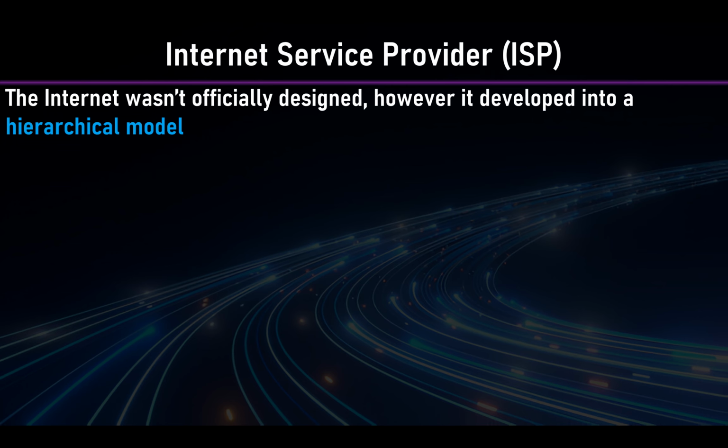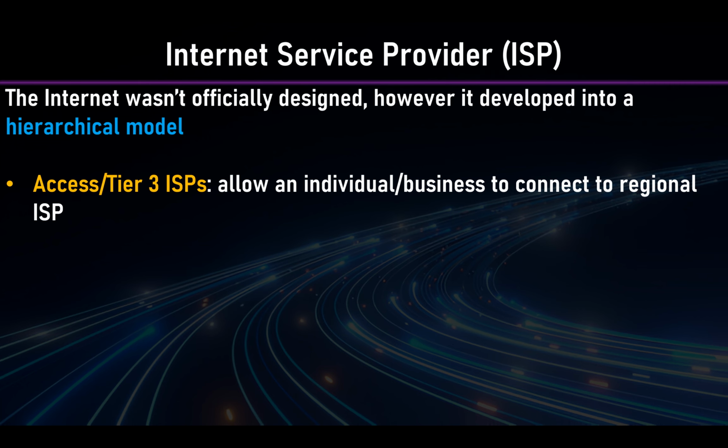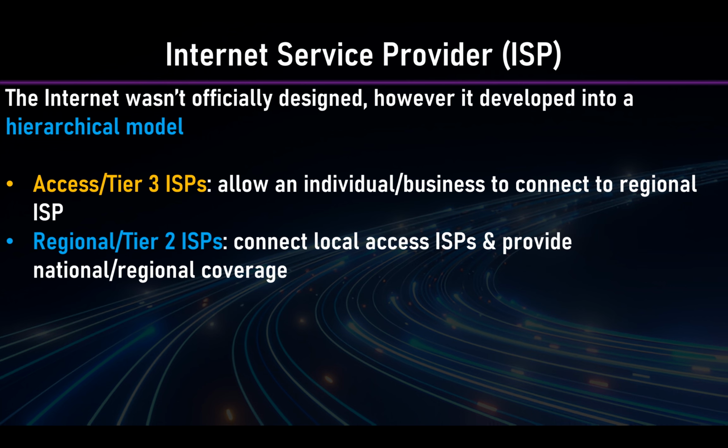So since the internet wasn't officially designed, I guess it has developed into a hierarchical model. So there are going to be three types of ISPs. One will be access or tier 3 ISPs. That's going to allow an individual business to connect to a regional ISP. So access ISPs, they could literally be just in your city. This can be quite small.